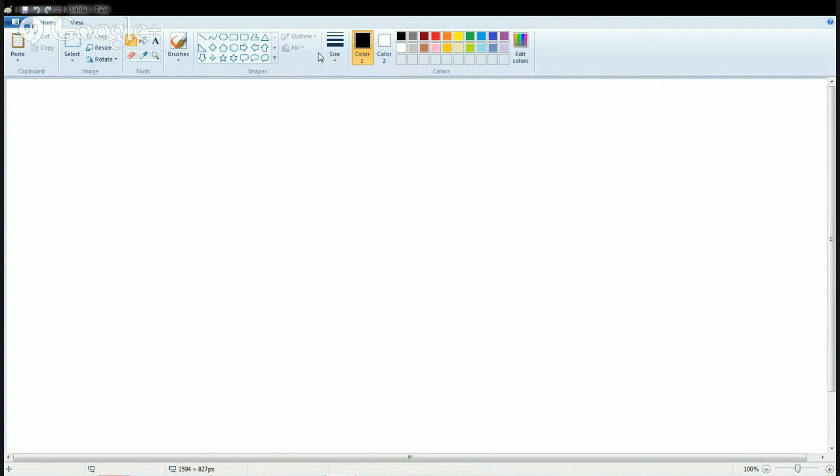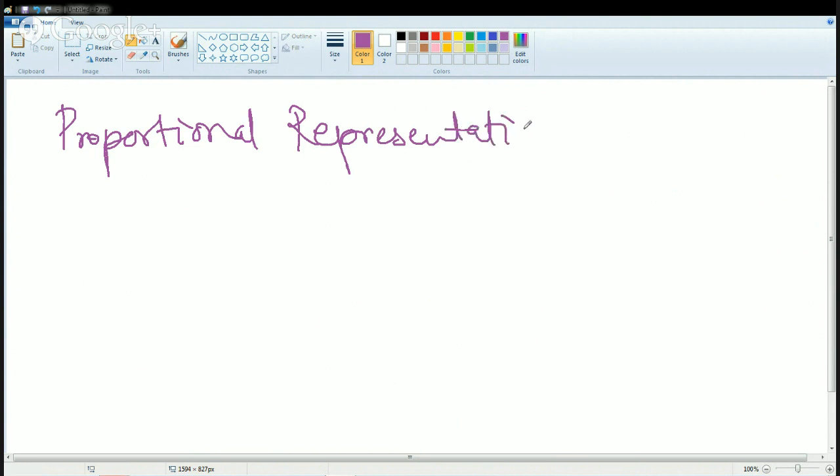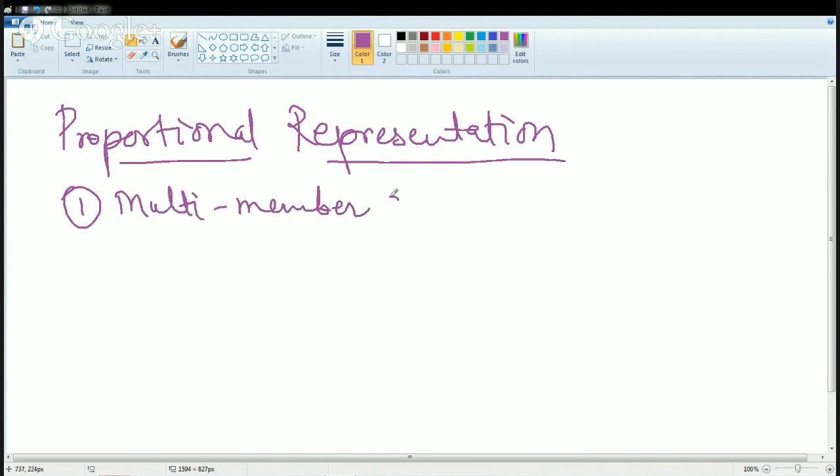Now for any electoral representation to take place, there is an important term that we need to understand, which is proportional representation. Now what is proportional representation? Before we start, there are a few things about proportional representation we must be clear about. First, it takes place only in a multi-member district. If there is a single person contesting an election, I cannot say I'll go for proportional representation in that case. Proportional representation can take place only in multi-member districts and not single-member districts.